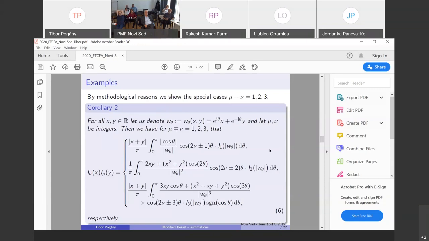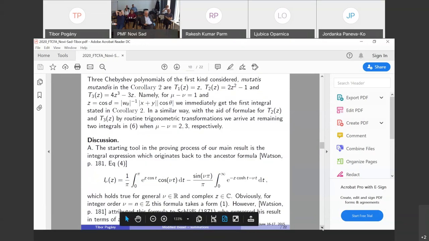Now we just take the following things in the premier plan, that is mu minus nu are 1, 2, or 3. You can see all the time that I1, I2, and I3 are now in the integrands. And you can see also that there are some indices which are equal to the difference of the orders of the input modified Bessel functions.